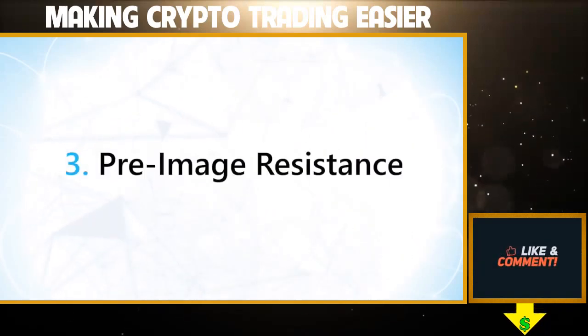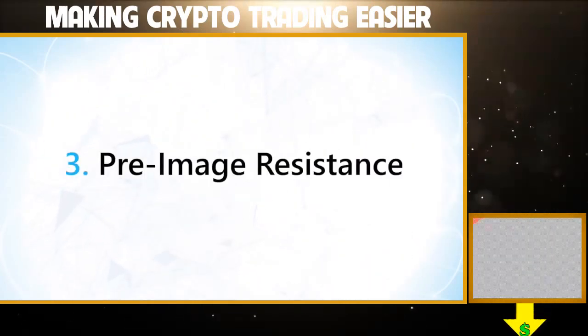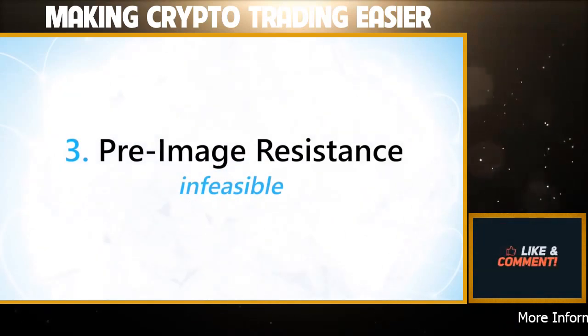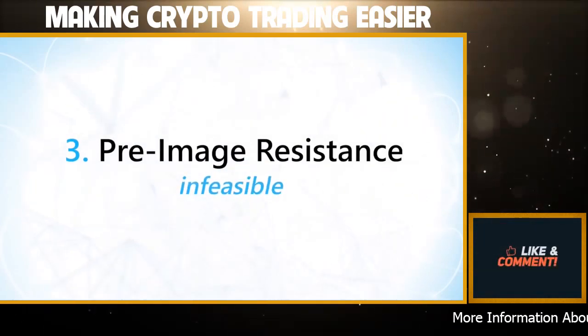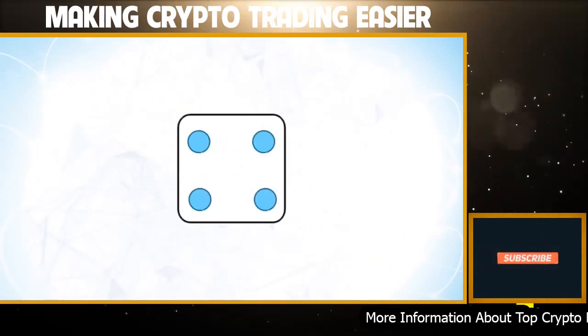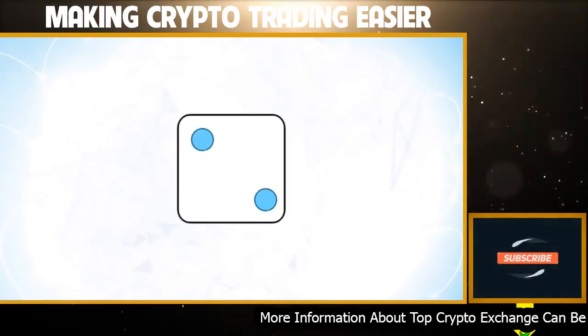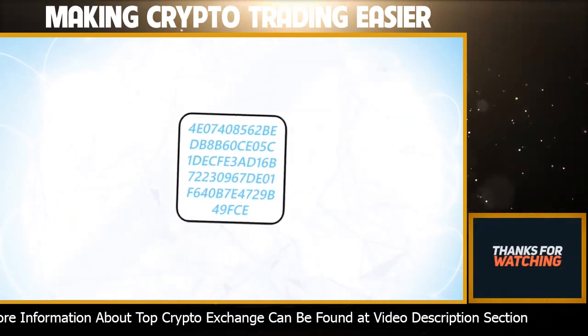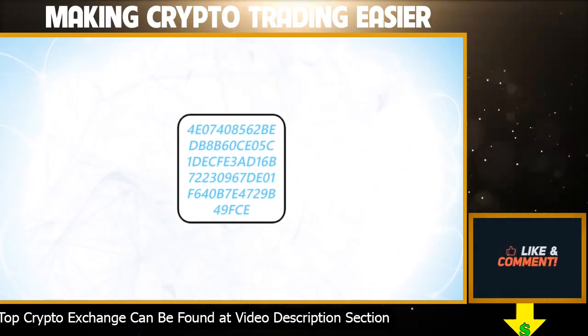Property 3. Pre-image resistance. Pre-image resistance states that it is infeasible to determine the input data based on the output hash. Notice the use of the word infeasible instead of impossible. For example, suppose you're rolling a die. Instead of getting a specific number between 1 and 6 when you roll, you instead get a hash value that corresponds to a specific number between 1 and 6. How will you be able to determine what the original number was?